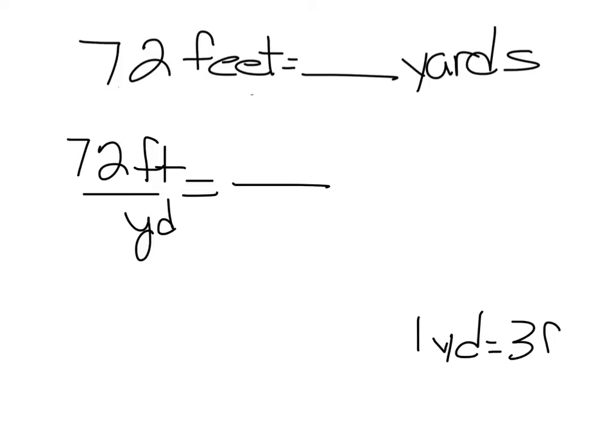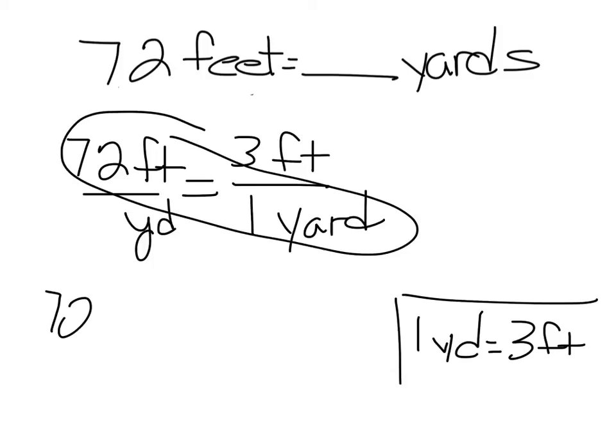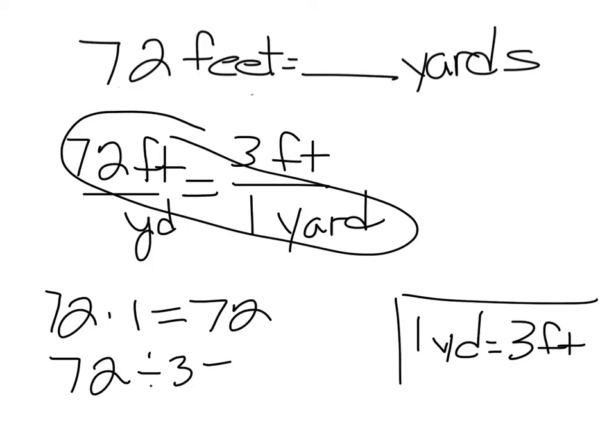equals 3 feet. So then I'm going to plug in my conversion factor, making sure I match up my labels, and I'm going to have 3 feet on top and 1 yard on the bottom. I will then cross multiply 72 times 1, which equals 72, and then divide 72 divided by 3, which will give me 24, and therefore 72 feet equals 24 yards.